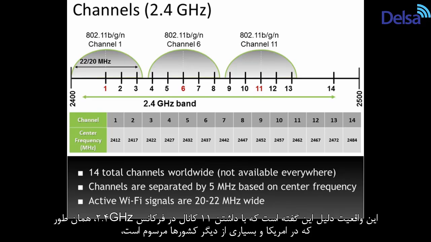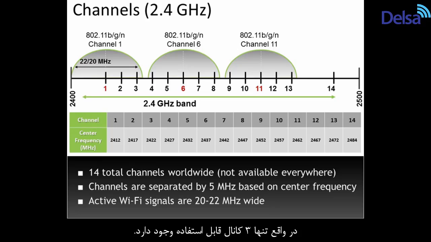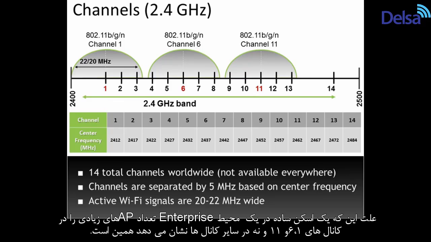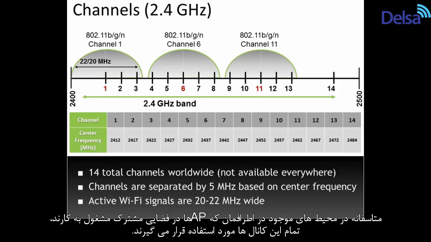This is why we say in 2.4 gigahertz, when you only have 11 channels, which is all we have in the US and in many other regions of the world, you only have 3 real channels that you can use. Even though there are 11, we can only use 3 of them, channel 1, channel 6, and channel 11. This is why hopefully in your enterprise wireless LAN on 2.4 gigahertz, when you do a scan of the environment, you see a lot of APs on channels 1, 6, and 11. Hopefully you don't see any APs on channels 2, 3, 4, 5, 7, 8, 9, and 10.